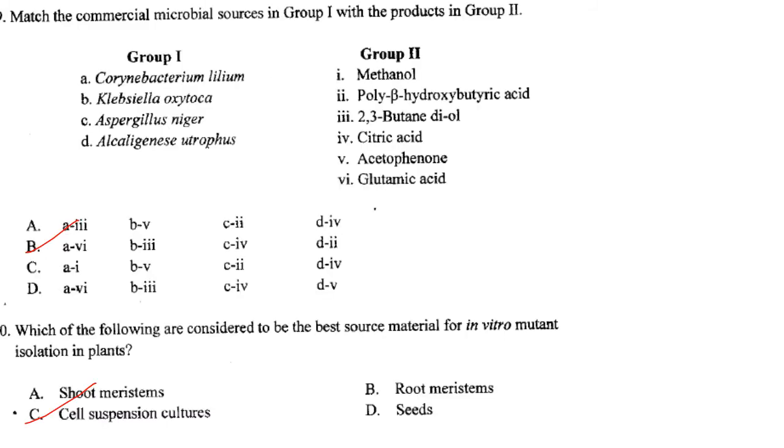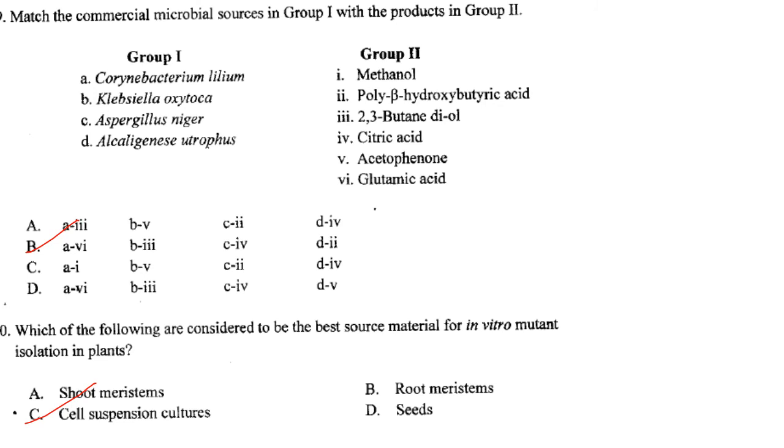Then next one. Match the commercial microbial source in group 1 with the products in group 2. So Corynebacterium lilium, it is glutamic acid, A6. Then Klebsiella oxytoca, it is 2,3-butanediol. And Aspergillus niger, it is citric acid. And Alcaligenes eutrophus, it is poly-beta-hydroxybutyric acid. So answer is option B, that is A6, B3, C4 and D2.